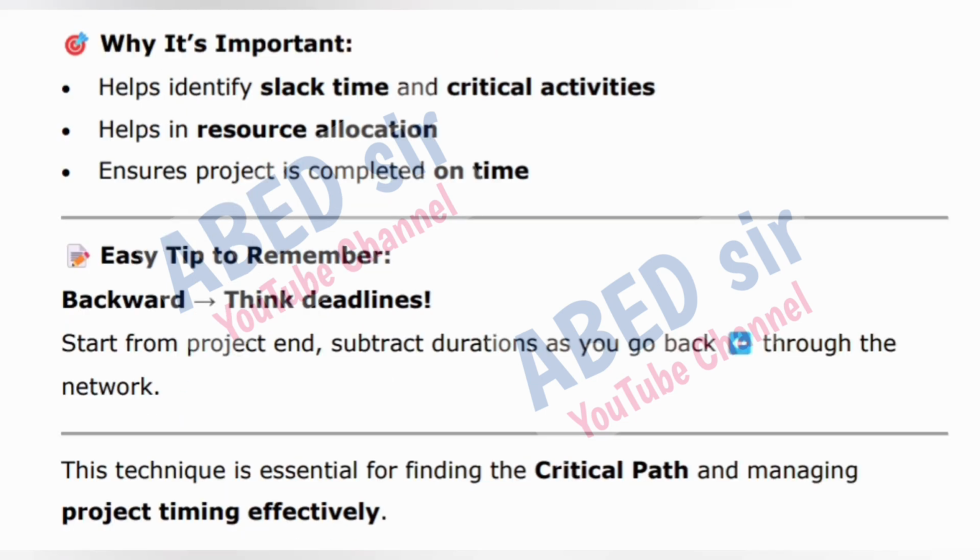Why it's important? Helps identify slack time and critical activities. Helps in resource allocation. Ensures project is completed on time. Easy tip to remember: backward, think deadlines. Start from project end, subtract durations as you go back through the network. This technique is essential for finding the critical path and managing project timing effectively.